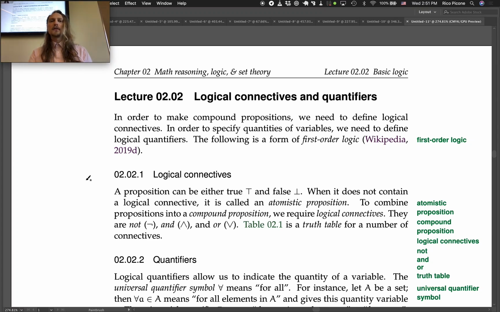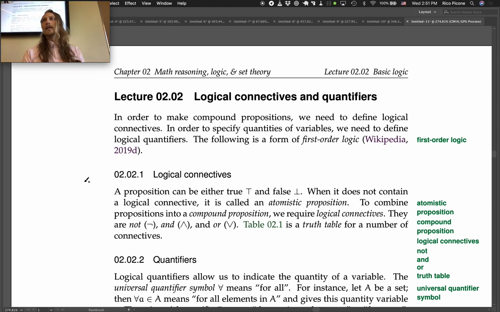Unit 2, Logical Connectives and Quantifiers. In order to make compound propositions, we need to define logical connectives. In order to specify quantities of variables, we need to define logical quantifiers. The following is a form of first-order logic.